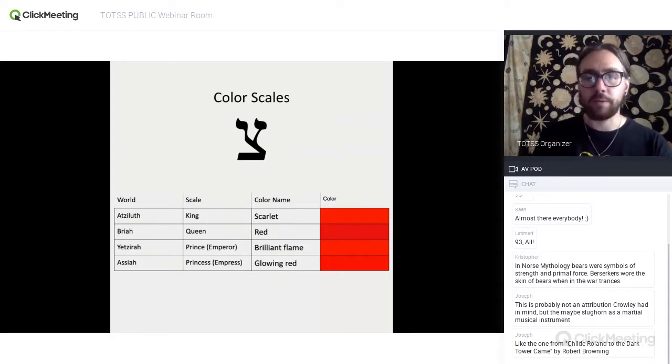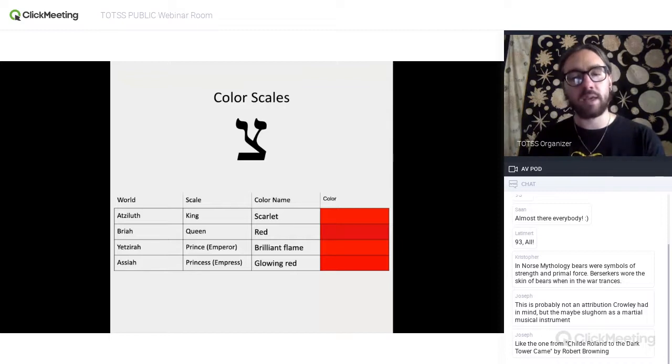For the queen scale, we just got straight red. I desaturated that red just slightly, just to make a distinction between the brilliant flame and the glowing red. In practice, these are very slight distinctions that we don't need to worry about too much. But if you're painting an image, it's just a choice of a paint color. If you're doing visualization of color scales, like in the course of a ritual, I think there's a suggestive quality that some of the colors bring in here.